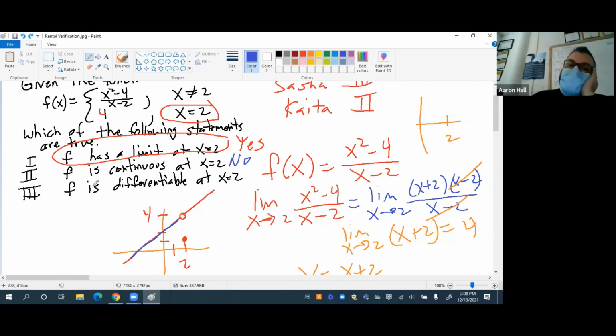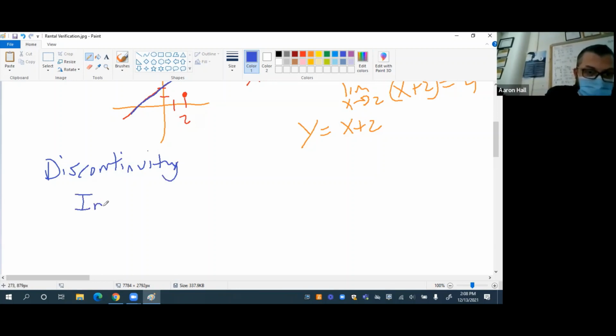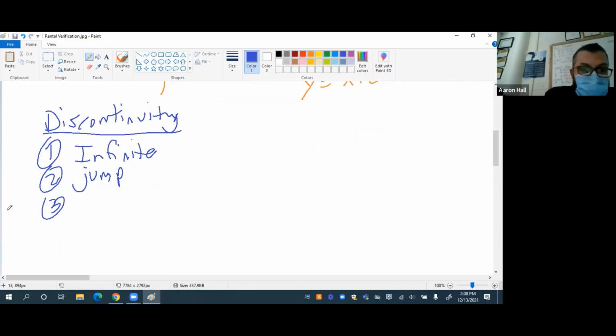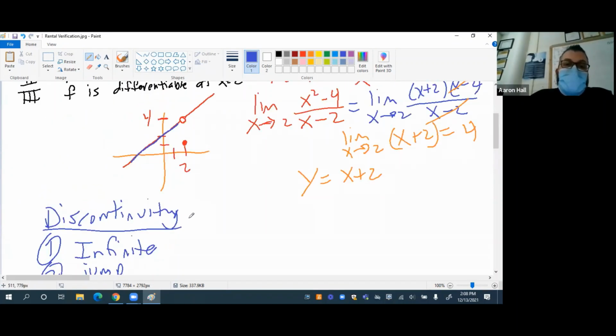All right, let's look at what the different types of discontinuity are. Okay, we have infinite. What's another one? We have a jump. What else? Removable. Okay, what else? Yeah. An oscillating point of discontinuity. All right.